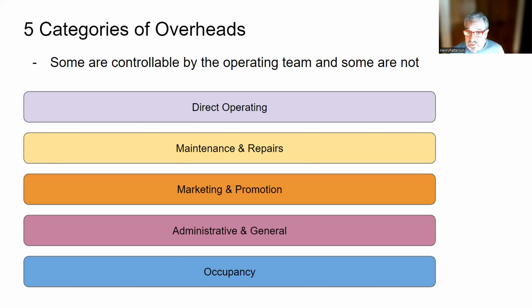Administrative and general expenses are expenses that you would incur no matter what kind of business you had. You have to have insurance, you have to have telephones, you have to have office supplies, bookkeeping, legal, licenses, whatever. That's just a business expense that you can't escape.